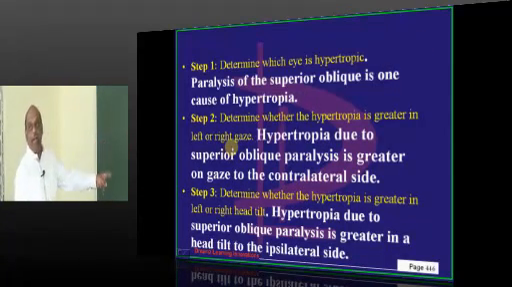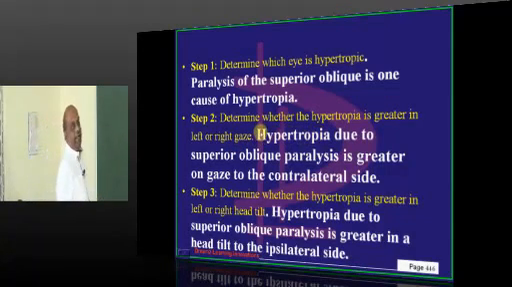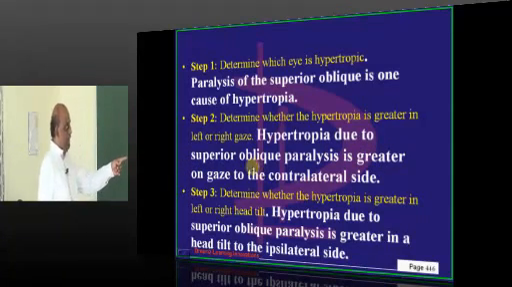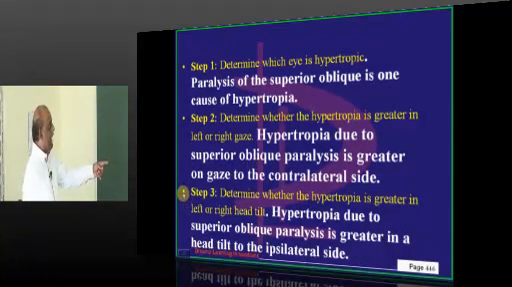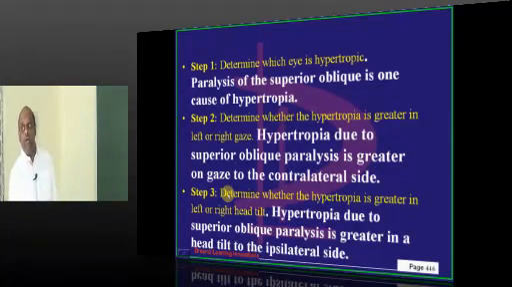Second, check left or right gaze. In which gaze is the hypertropia greater? If it is due to superior oblique, it will be greater on the gaze of the contralateral side. If the right superior oblique is paralysed, then on looking to the left side the vertical misalignment becomes worse.